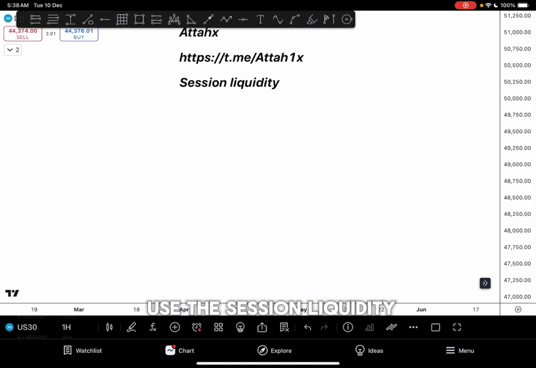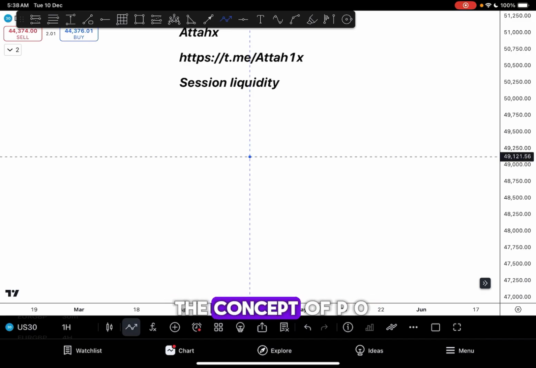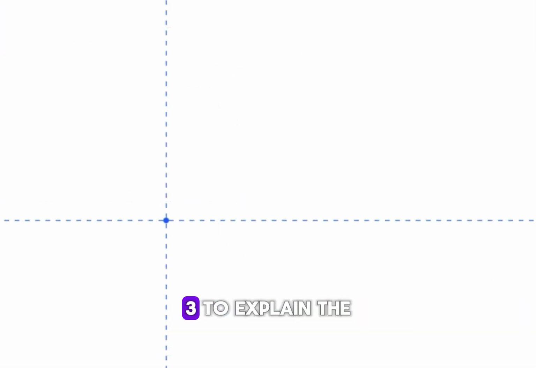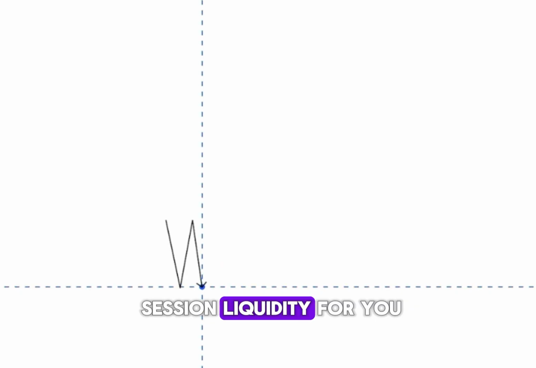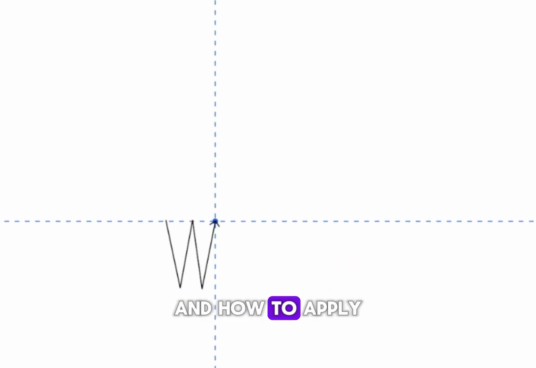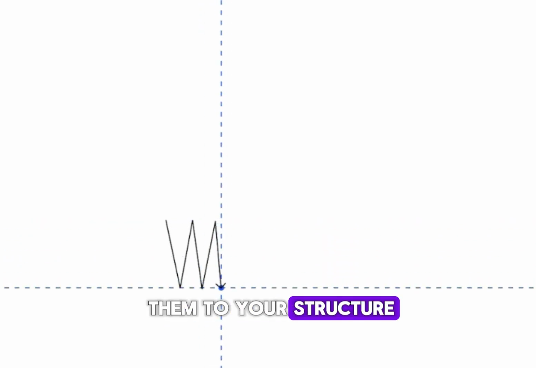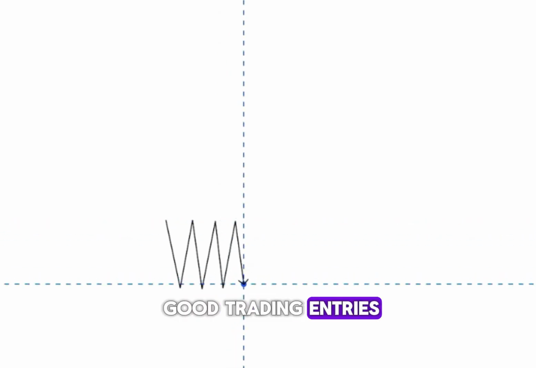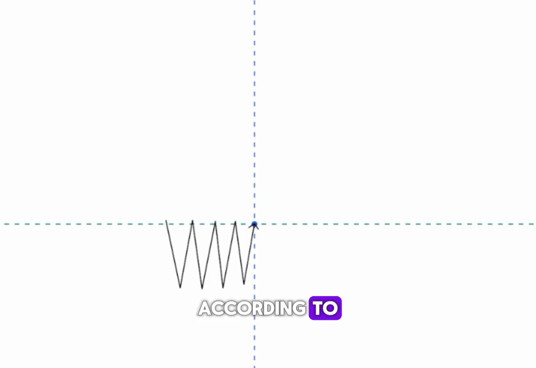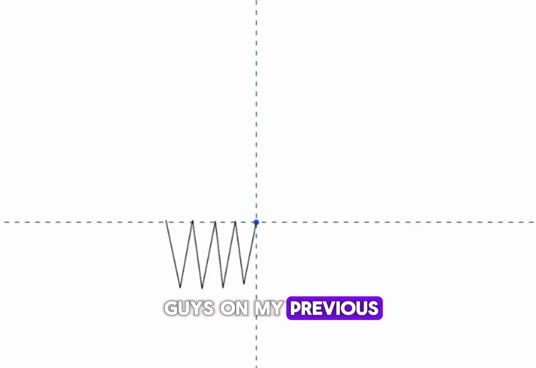Now, how do we use the session liquidity? So I am going to use the concept of PO3 to explain this session liquidity for you, and how to apply them to your structure, and how to also use them to get good trading entries according to how I taught you guys on my previous video.